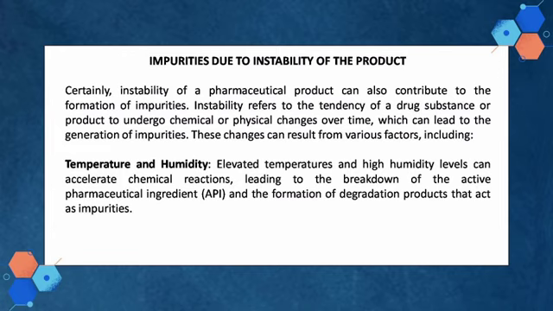These changes can result from various factors, including B. Temperature and humidity. Elevated temperatures and high humidity levels can accelerate chemical reactions, leading to the breakdown of the active pharmaceutical ingredient, API, and the formation of degradation products that act as impurities.